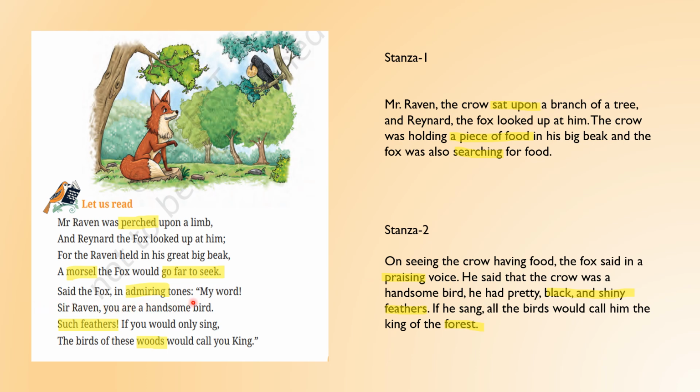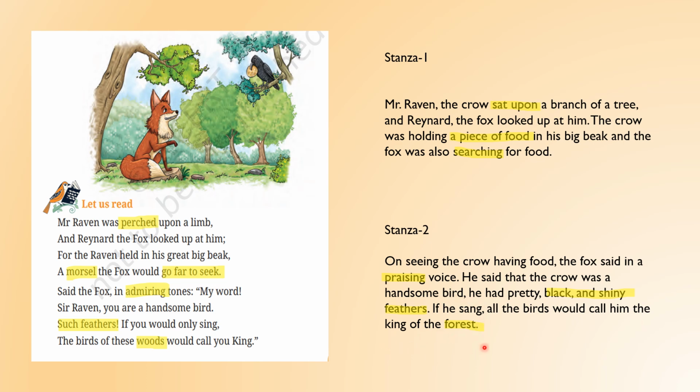Said the fox in admiring tones, my word, Sir Raven, you are a handsome bird. Such feathers if you would only sing, the birds of these woods would call you a king. So on seeing the crow having food, the fox said in a praising voice. Admiring means praising. He said that the crow was a handsome bird, with pretty black and shiny feathers. So here the term such feathers is referring to black and shiny feathers. And then he suggested if he sang, all the birds would call him the king of the forest.